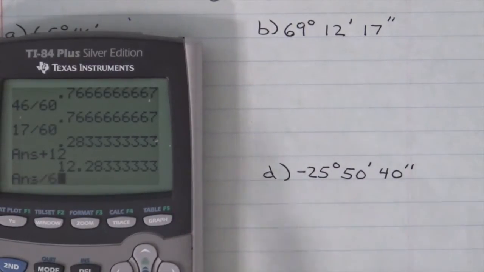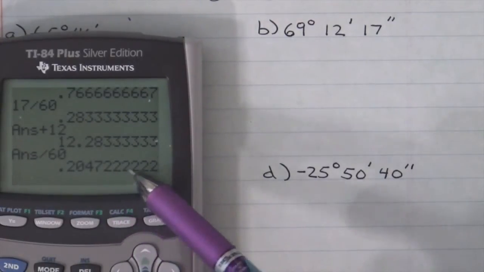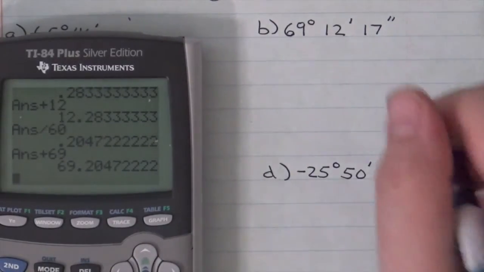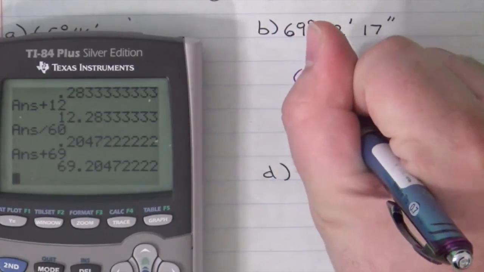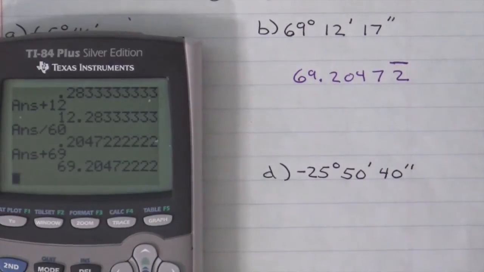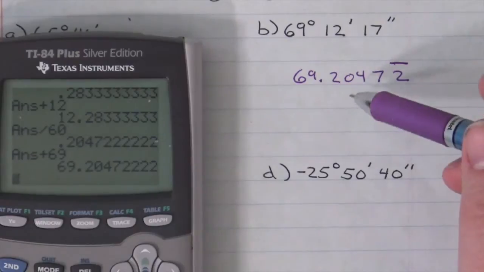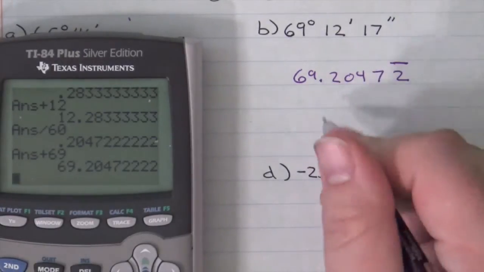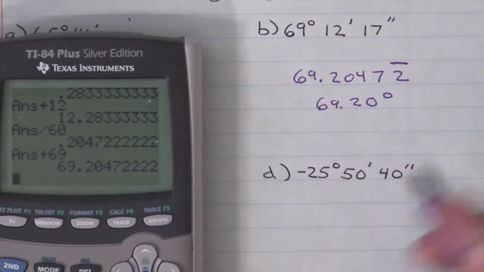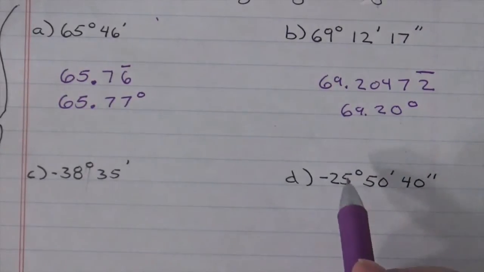Now that we know what that is, we can convert this all into degrees by dividing this by 60. We get 0.20472 repeating. We add that back to the original 69 degrees, and we get 69.20472 repeating. From here we can just round to 2 decimal places, and this gives us 69.20 degrees. So what I want you to do now is try C and D on your own.